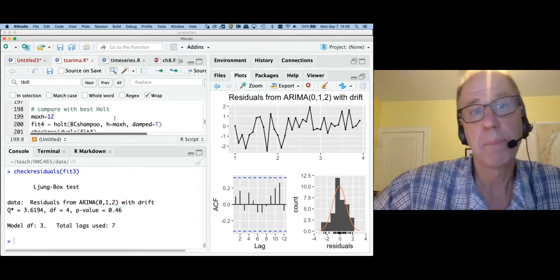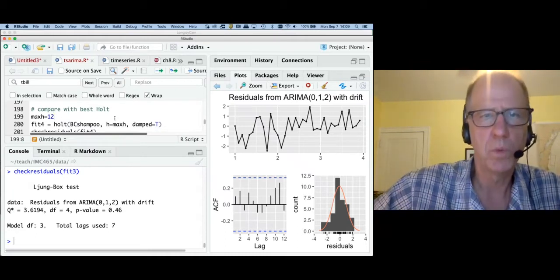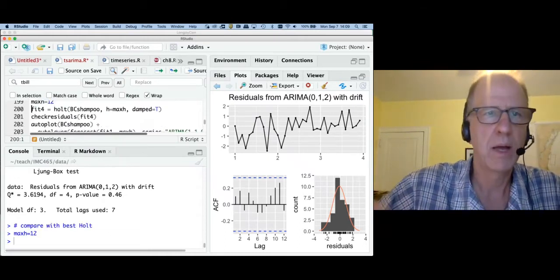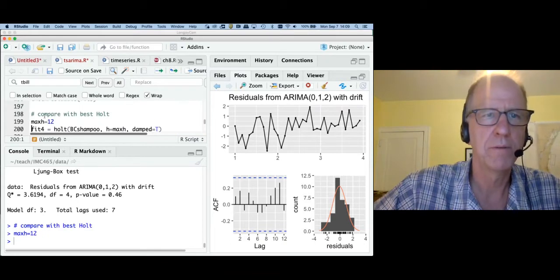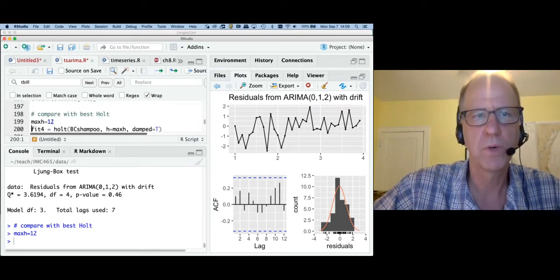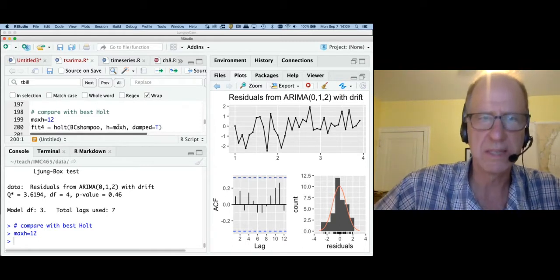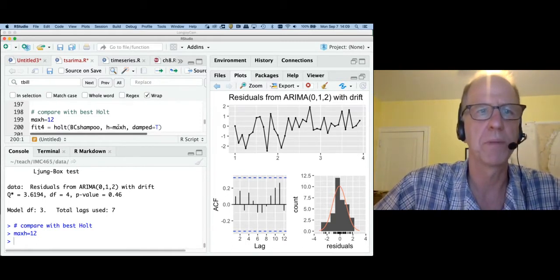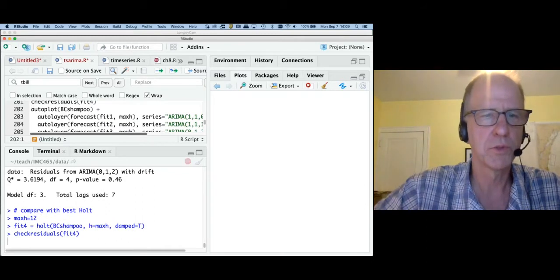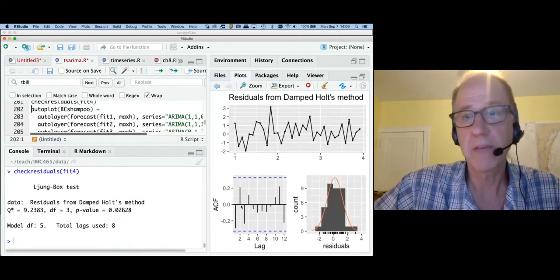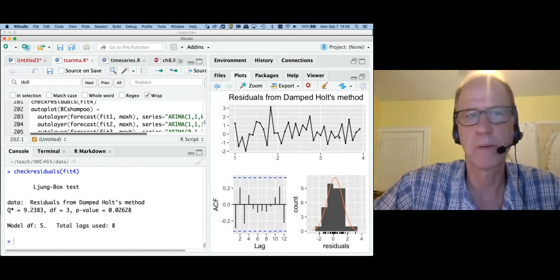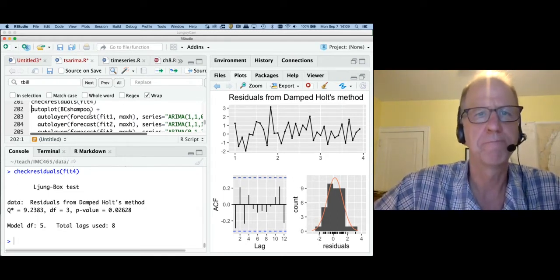I'd now like to compare this with the best Holt model that we came up with. I'm going to set the number of periods to forecast into the future to equal 12. Let's go use the damped trend, which we found to be the best model. If I look at the residuals from this model, none of the ACFs are significant. I have something that looks like random noise. So that's a pretty good model.